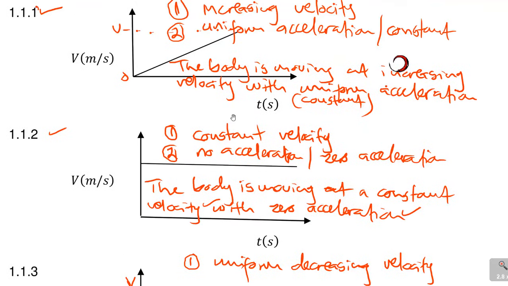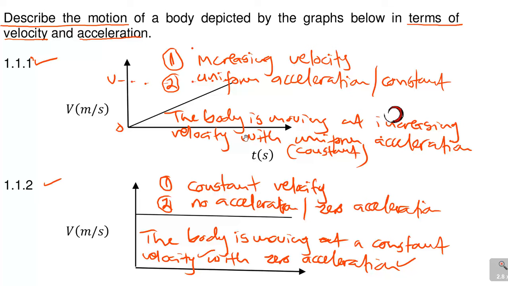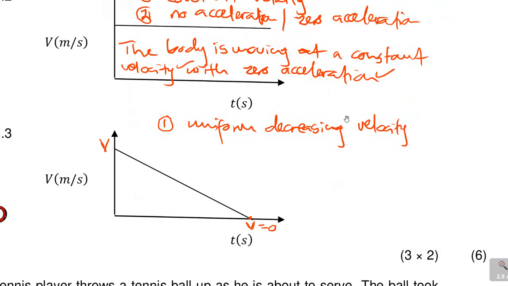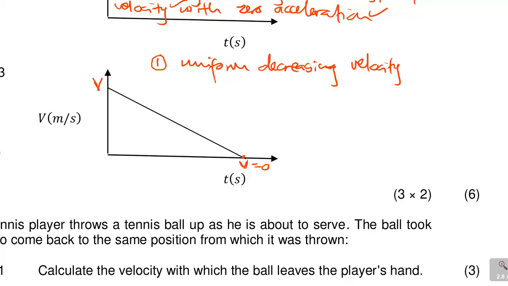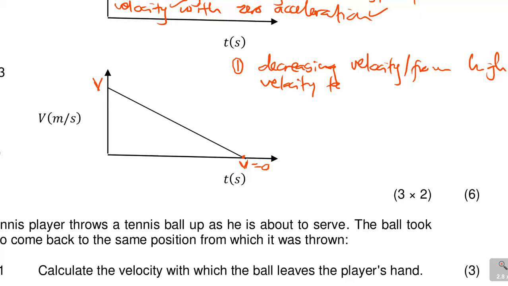And then if you look at the top, we say increasing velocity. So the body is moving at increasing velocity with uniform acceleration. Actually, here I'm supposed to say uniform decreasing velocity. Uniform meaning it's forming a straight line. Let me remove the uniform part, just to avoid confusing some words there. We can say it's a decreasing velocity, or here we can just mention it's moving from a high velocity to zero velocity.